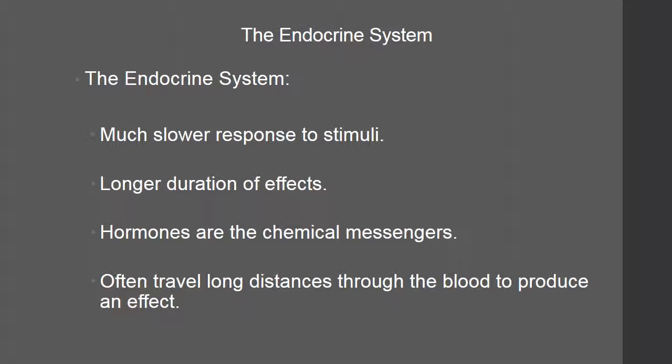On the other hand, the endocrine system is much slower to respond to stimuli. It does not react nearly as quickly as the nervous system does, but it does have a longer duration of effect. The hormones will hang around a whole lot longer. Hormones act as chemical messengers as opposed to neurotransmitters, and hormones often travel very long distances throughout the blood to produce an effect. They circulate through the whole body as opposed to a local synapse.